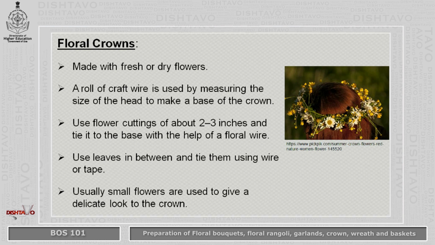Floral crowns are also called tiara in Goa, which are put for marriage and all. They are made of fresh or dry flowers. A roll of craft wire is used for making this. Floral foam is avoided as it will become heavy after soaking water. So 2-3 inches long small flower bunches are used. The smaller flowers are preferred as they will give a delicate glow. Leaves can be used in between, and they can be tied using wire and tape.